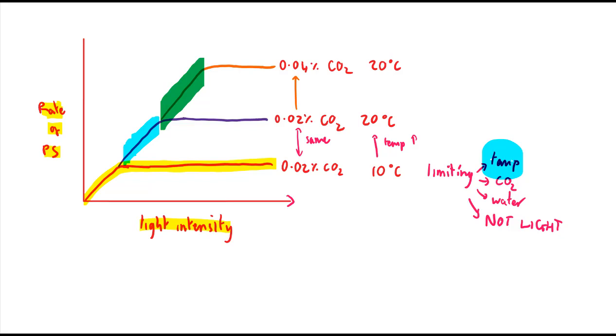So what we need to think about whenever we're comparing these is what has changed, and if they've changed something and it's increased the rate of photosynthesis, that means it was limiting. And that's the end of limiting factors. I hope you had as much fun as I did.